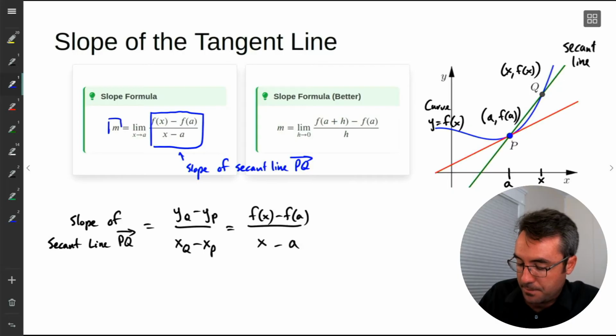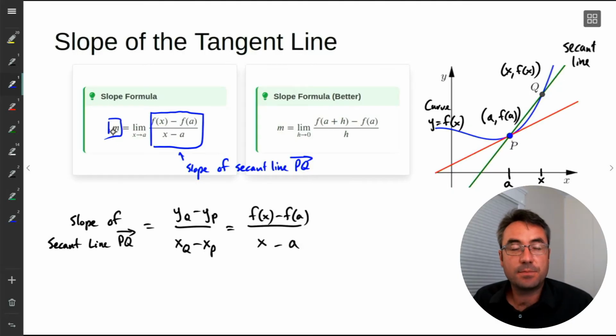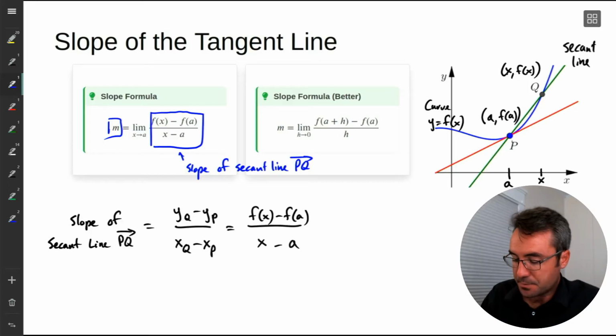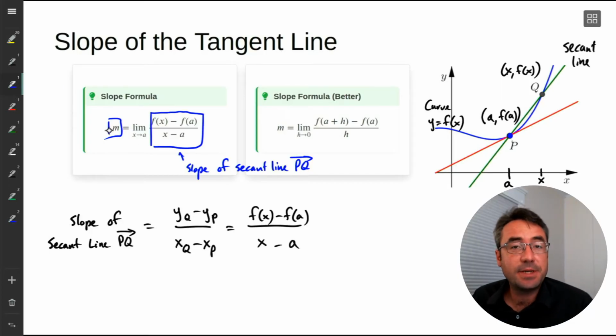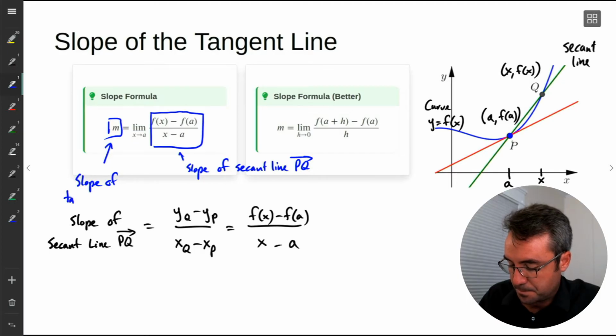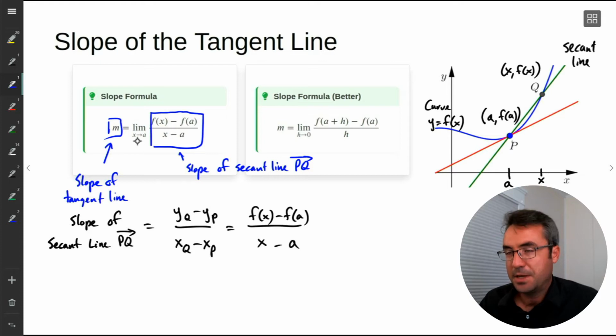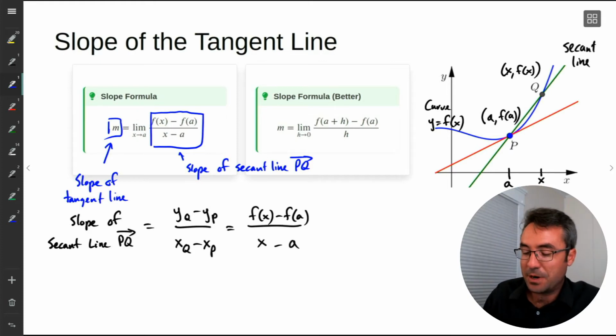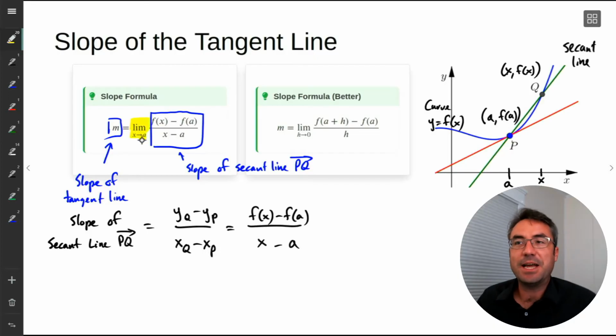Now m here is the slope of the tangent line. So that's what this formula is giving us, the slope of the tangent line. That's what we're actually calculating. All right, so what is this limit doing as x goes to a? Well, this is where the magic happens.